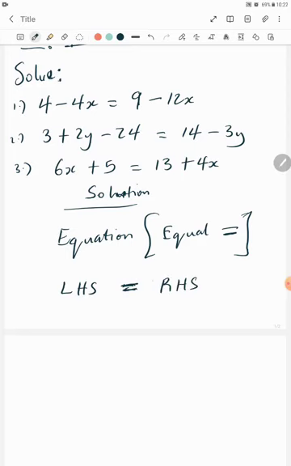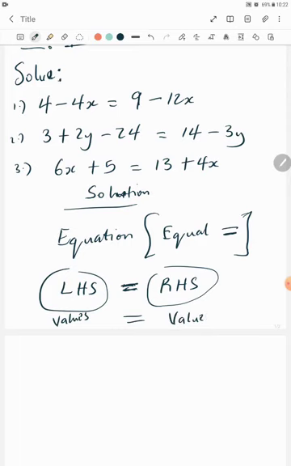What it means is that whatever is on the left hand side is equal to whatever is on the right hand side. So in other words, with this knowledge that the left hand side is always equal to the right hand side, the values here are the same as the values here. If you bear this in mind, you will not make unnecessary mistakes solving an equation.